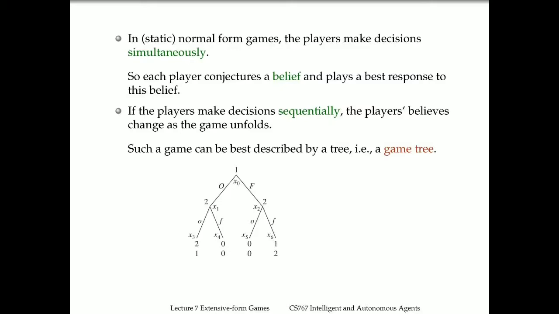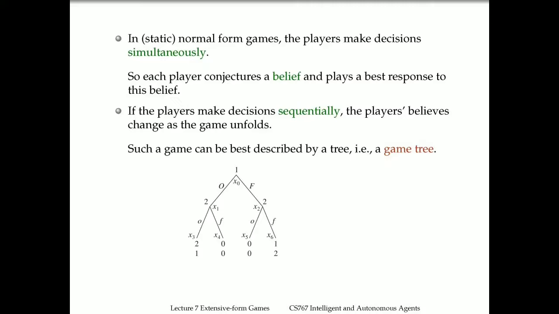In static normal form games, the players make decisions simultaneously, so each player conjectures a belief and plays a best response to the belief about the opponent. If the players make decisions sequentially, then the player's belief changes as the game unfolds. Once the player gets to know about the decision of the other player, then the belief changes. So such a game can be best described by a sort of decision tree, or in this case we call it a game tree.